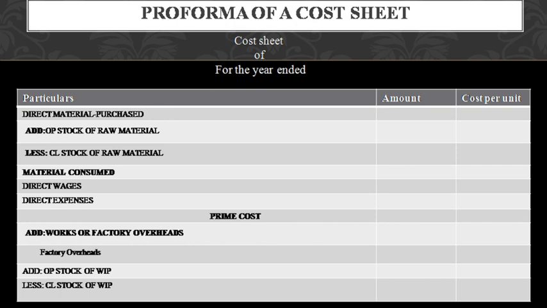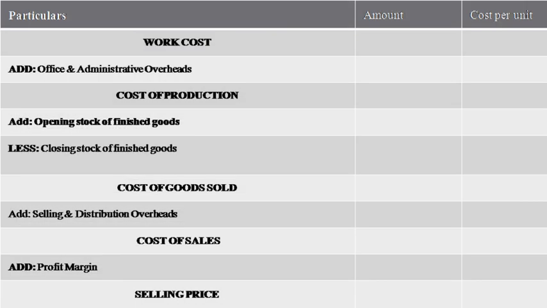To this we add the direct wages and the direct expenses to get the prime cost. To this we add the works or factory overheads and adjust the opening stock of WIP and closing stock of WIP to get the works cost. To this we add the office and admin overheads to get the cost of production, also known as COP. To this we adjust the opening and the closing stock of finished goods to get the cost of goods sold, also known as COGS.